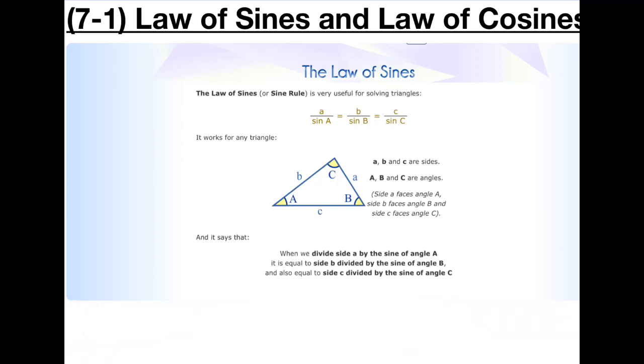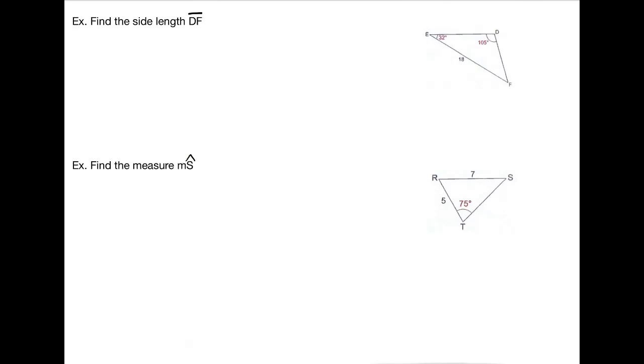So let's see how we can use this law in real examples. The first example says find the side length DF. DF is this one. Okay, so how can we find the length of DF here? EF is given by 18. We know two angles here, and we're going to find this side length, which is DF.